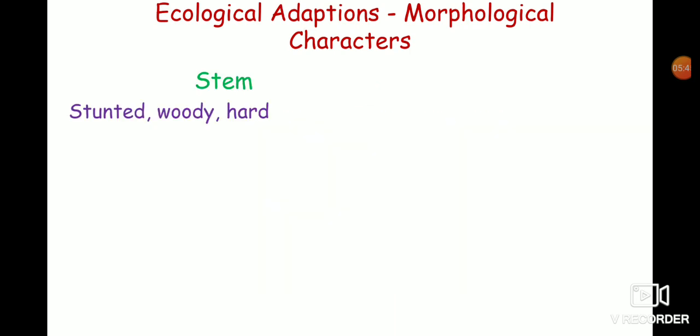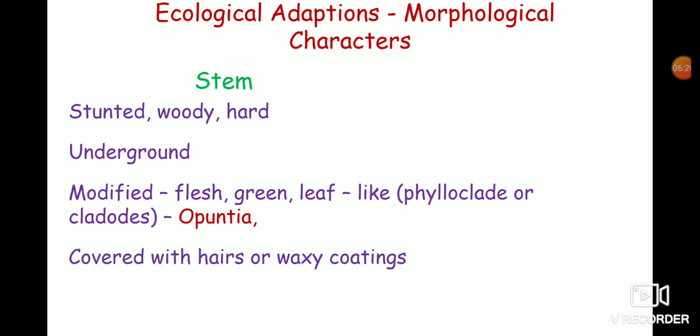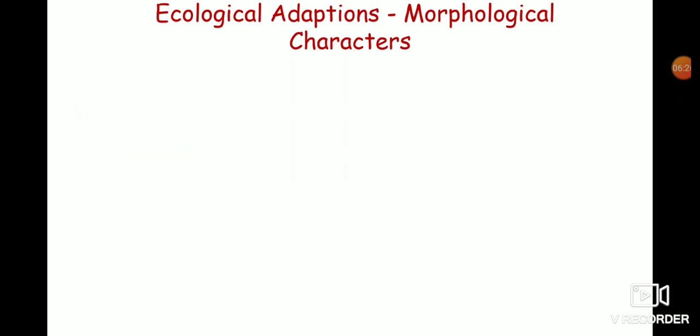Next, the stem. Stems are usually stunted, that is, they are dwarf, woody, and hard. Some of the stems are also underground, whereas in Opuntia, the stem stores water and becomes succulent. So the stem is fleshy, green, leaf-like, which is called phylloid or cladode, and is covered with spines. In Euphorbia and some plants, the stems are covered with hair or waxy coatings.